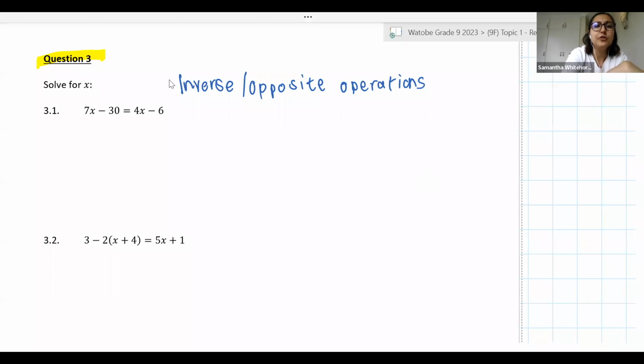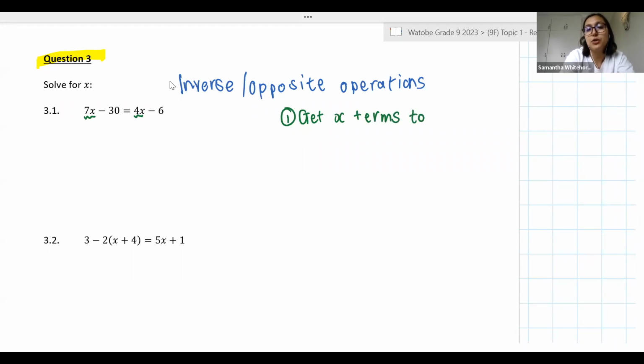Okay, so the first thing that we want to do when we have a situation where we've got an x on the left and the right-hand side is we want to get all the x's to one side. Now, it doesn't really matter which side you put them on. So you can put them on the left or the right, it doesn't matter. I generally always put them on the left-hand side so that I always end up with x equals. That's just what we're used to when we get an answer for x. So I'm going to get all of these x terms to the left-hand side.